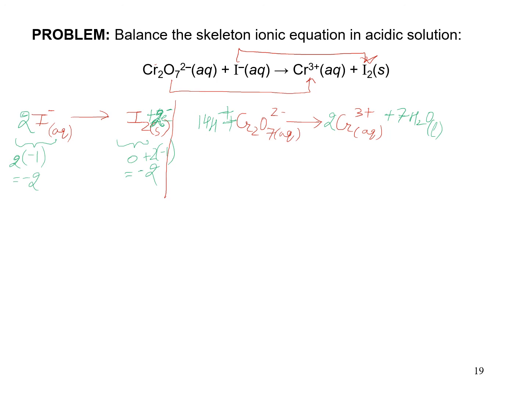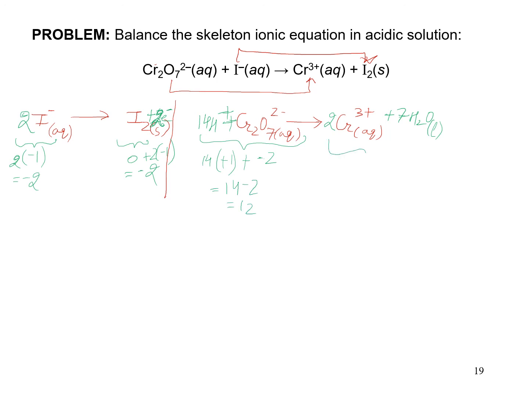Now let's balance the second half of the reaction with the number of electrons, the total charge. So what is the total charge on the reactant side as of now? As of now, I have 14 protons, so 14 times +1, plus 1 of the -2, so 14 minus 2, which is a total of 12.